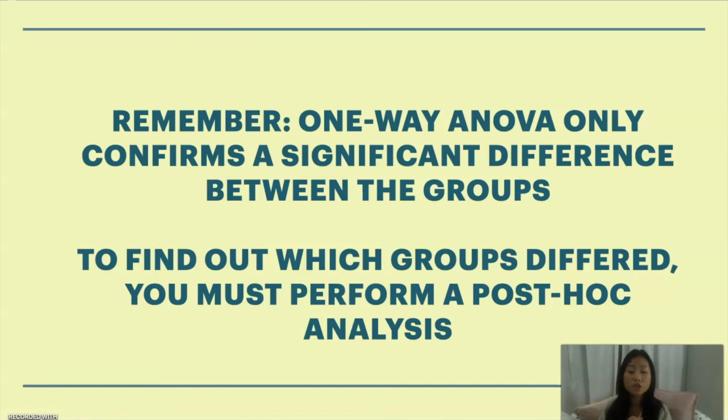And last thing, just remember that a one-way ANOVA only confirms a significant difference between the groups. In order to find which groups are significantly different from one another, we must perform a post hoc analysis following this.